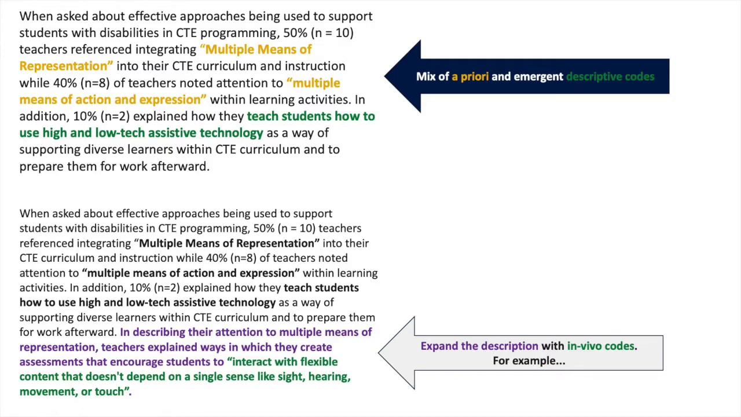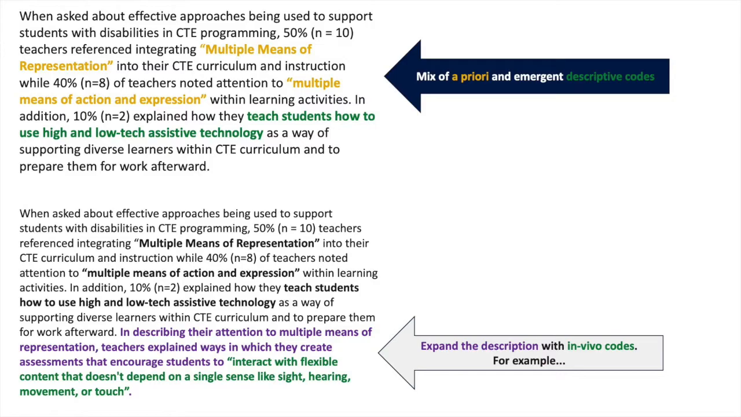And then I have some descriptive codes in that 10%, N equals 2, explaining how they teach students how to use high and low tech assistive technology, right? So this is the descriptive code. This is not a priori, but I've assigned that as well. And I'm saying that 2 instances happened where I used this descriptive code, and 8 instances happened where I used the code of multiple means of representation, and 8 instances happened where I was using the code for multiple means of action and expression.